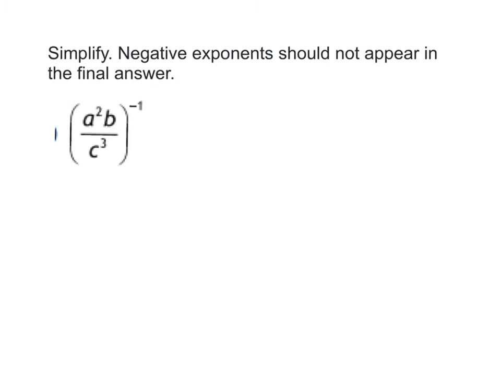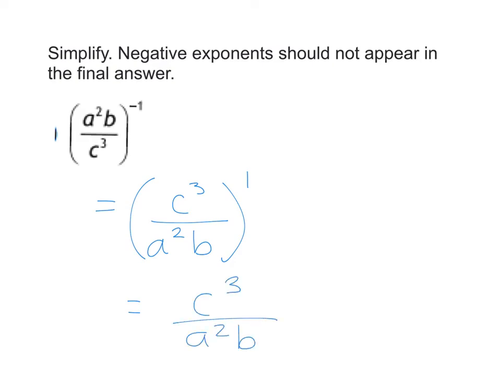So in general, we don't want negative exponents in the answer. But this one is pretty straightforward. It's all of this stuff to the power of -1. So what I need to do is flip it. This becomes c cubed over a squared b, and it's to the power of 1. So it's actually just c cubed over a squared b.